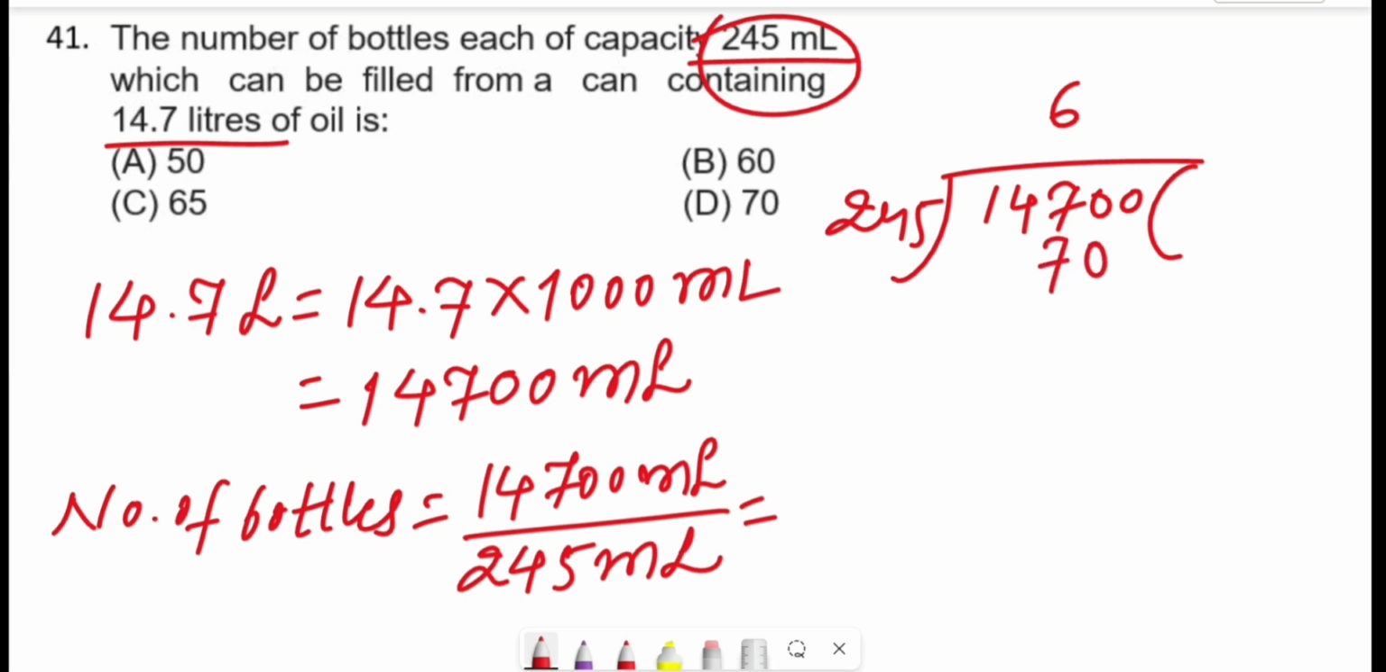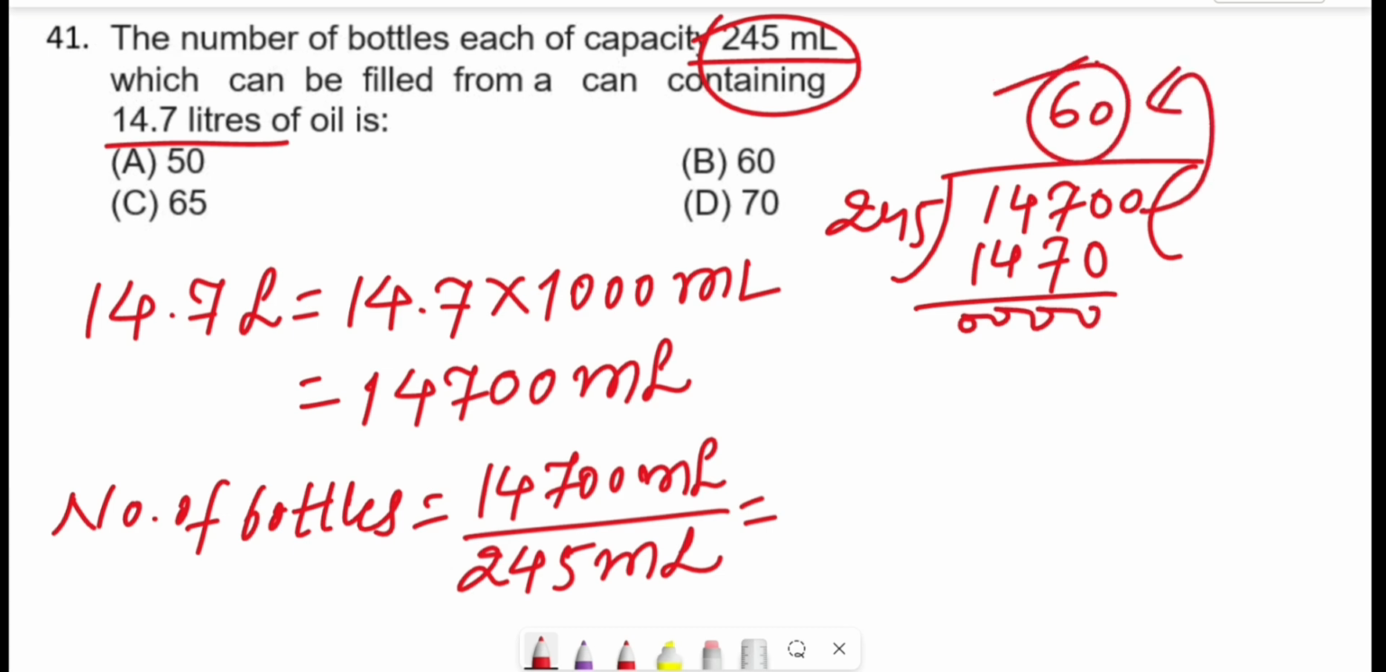So here the remainder will be 0 and there is a 0 left, we can keep it in the quotient. So 60 is the answer. So 60 bottles of 245 ml can be filled. Okay, let us move on to the next question.